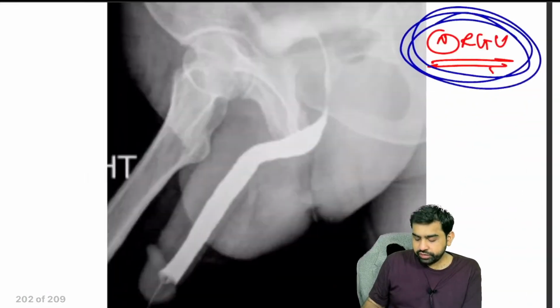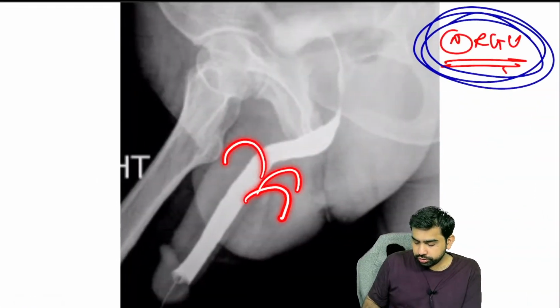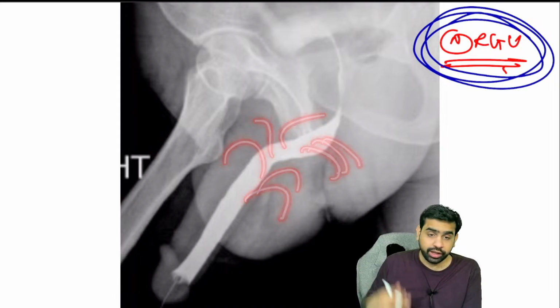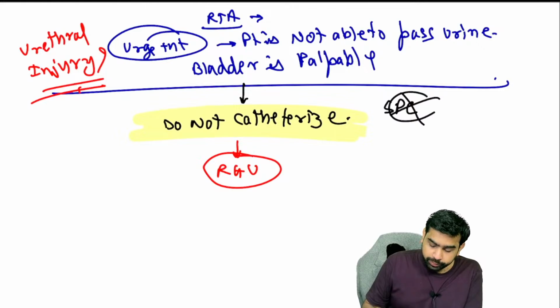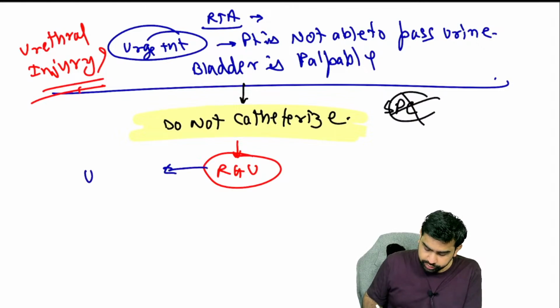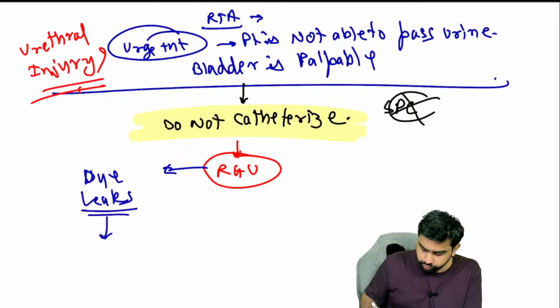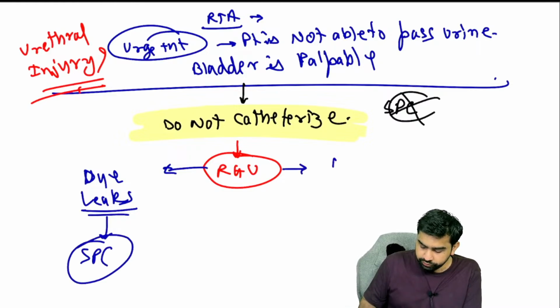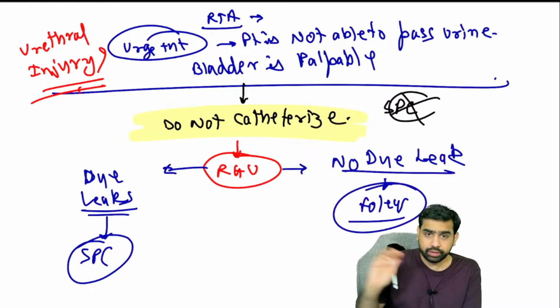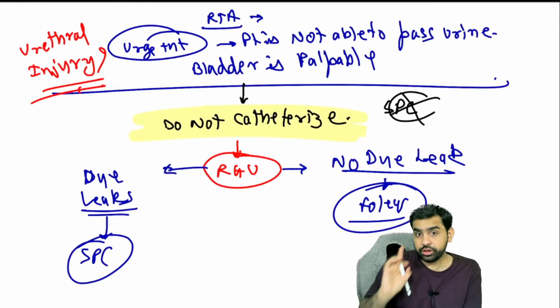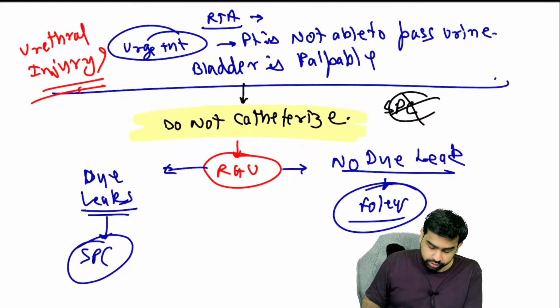But if let's assume there had been some injury to the urethra, then the dye would have come out, and you would come to know whether there is any urethral injury present or not. So when you perform an RGU, if the dye leaks from the urethra, then what you have to perform is an SPC. But if there is no dye leak, then you can put a Foley's, keep it for some time, and remove it after 3 to 5 days. You understand my point? But this is very important.